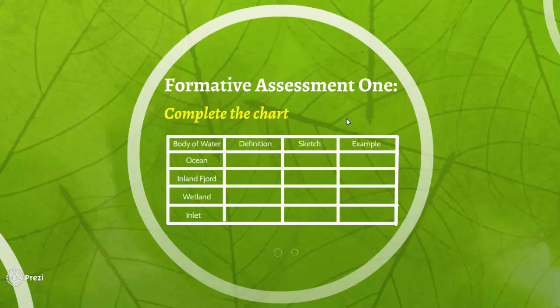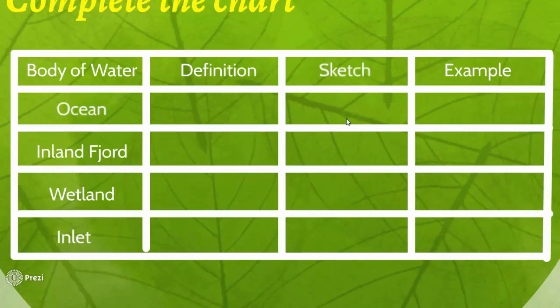Okay, my first assessment is just a simple chart where the students can fill in the definitions. They can make a sketch of the different bodies of water, or if you change it into landforms, and again give an example. This is based on the Frayer model. A little closer look.